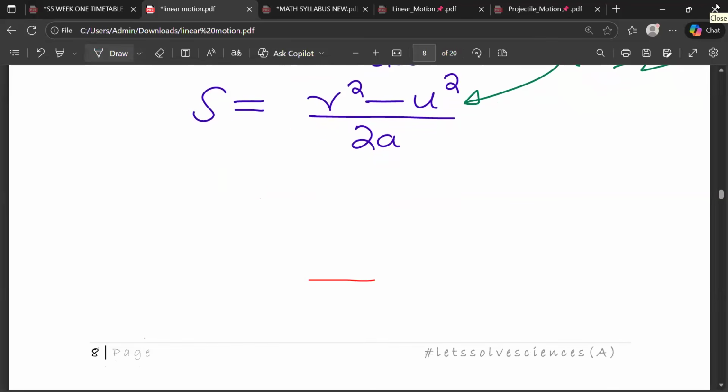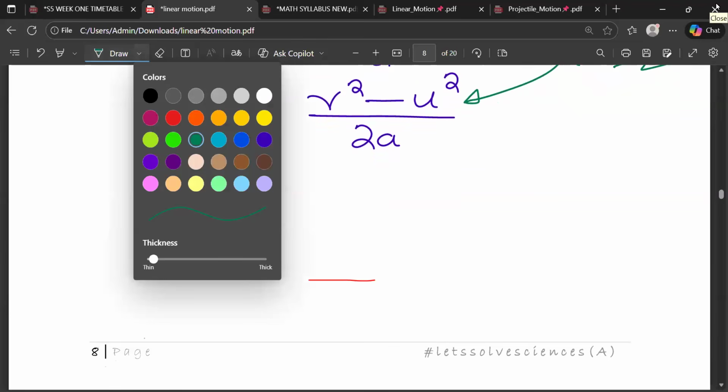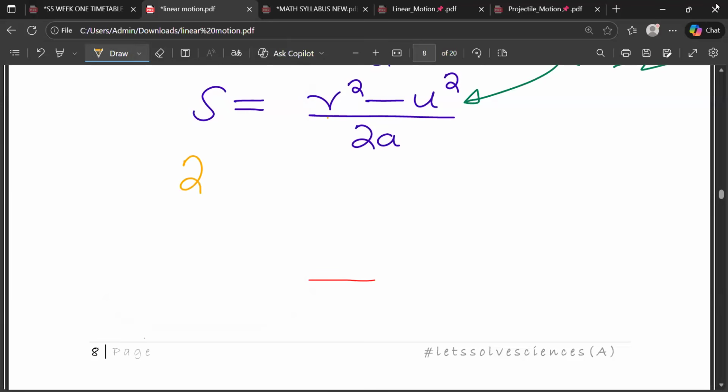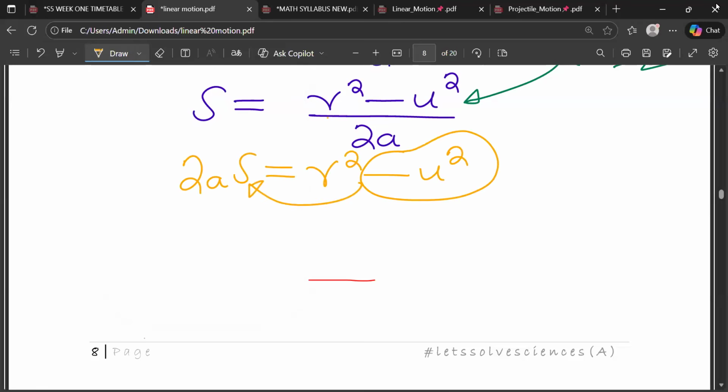Two squares. Now after that we shall cross multiply. So we shall have 2as, then this side we shall have v squared minus u squared. This minus u squared will go the other side with a plus, then we shall make v squared the subject. Then we have agreed that u squared is the other side with the 2as, like that.